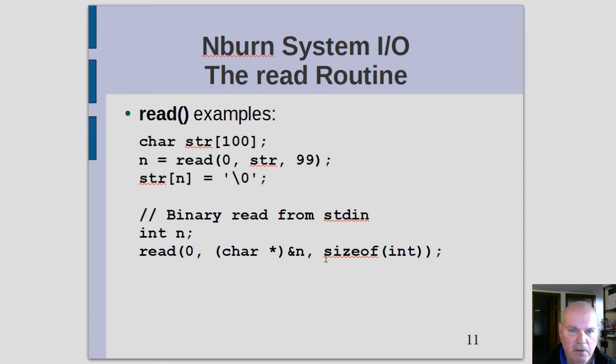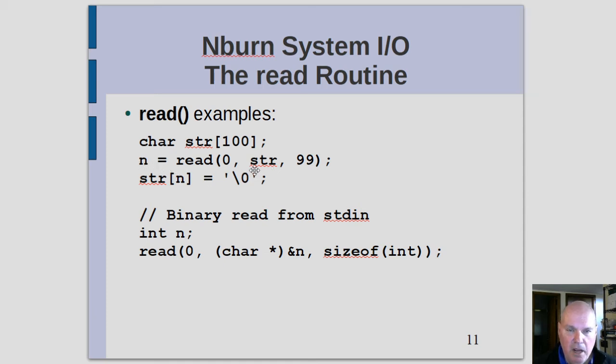So here's a couple of examples. I've allocated 100 bytes here. And then now I'm calling read to read in 99 bytes and store it in string. And then I'm actually terminating the string with a null byte, a binary 0 byte. Now notice how this is done. Let's say only 10 bytes are read in, then n will be 10.